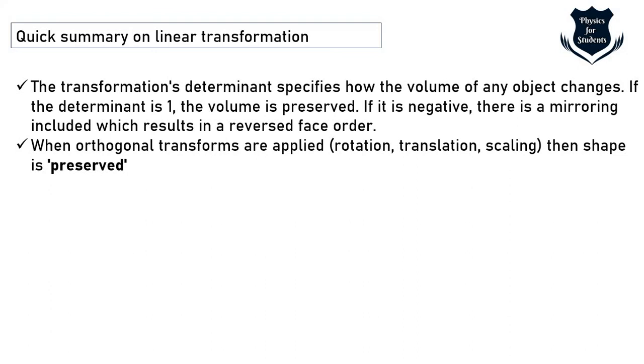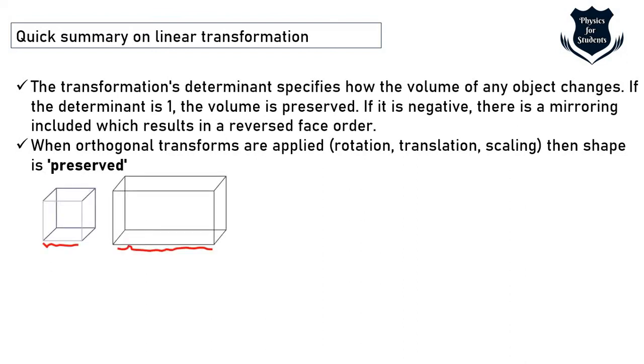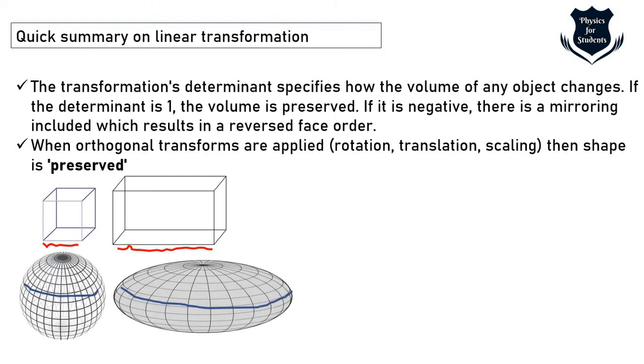When orthogonal transformations are applied, what does orthogonal mean? Rotation, translation, scaling, and the shape is preserved. Now, when the orthogonal transformation happens, what happens here? This is a cube which has transformed into a cuboid. You can see I have marked it in red. The length part of the cube has now increased in the cuboid. The sphere becomes an oblate spheroid. So you can see that the blue part has become much bigger. This is actually what is happening during orthogonal transformations.